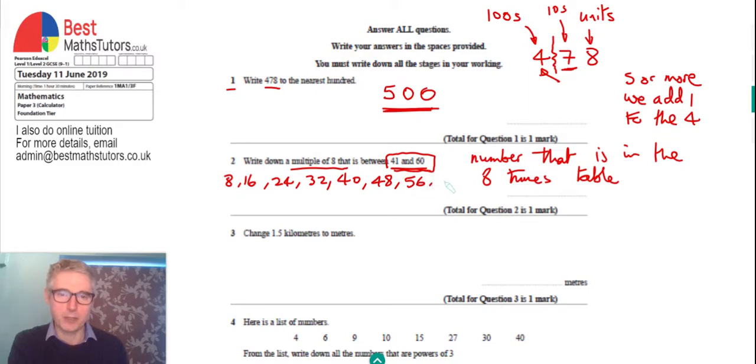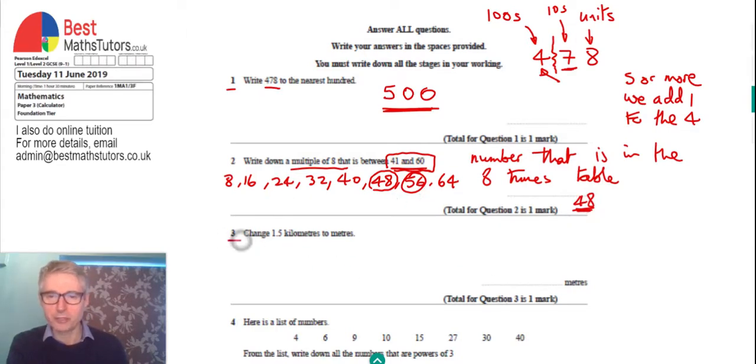And then if we keep going, we'll actually get 64, which is out of that range. So that's more than 60. So we're picking either 48 or 56. So I'm just going to write down one of them. But either one, either 48 or 56, will be correct.